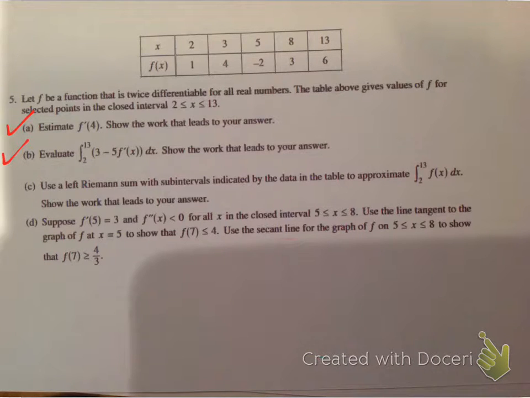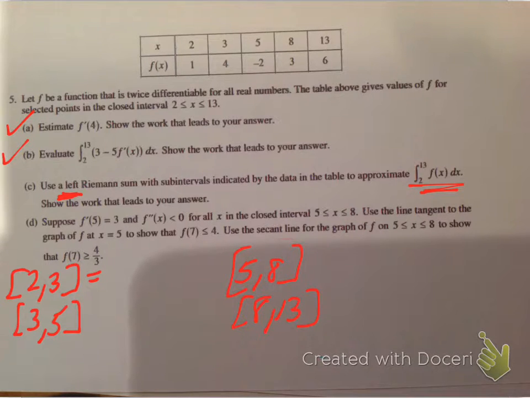Okay, now we're up to part C, and we're going to use a left sum with the subintervals that are shown. So the intervals that are shown are going from 2 to 3, from 3 to 5, from 5 to 8, and from 8 to 13. So we're going to have 4 intervals. We're going to use left, that's important, to approximate the integral. Okay, so for this first one, the lengths are 1, 2, 3, and 5. Okay, so if I'm looking between 2 and 3 and I want the one on the left, that's going to be the 2. So the y value is 1.